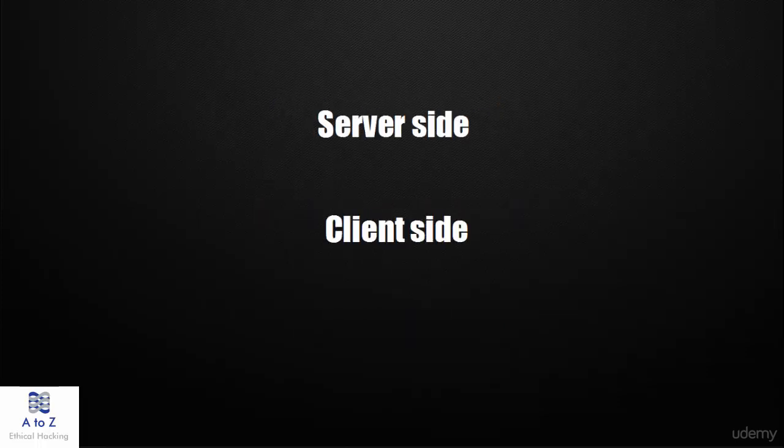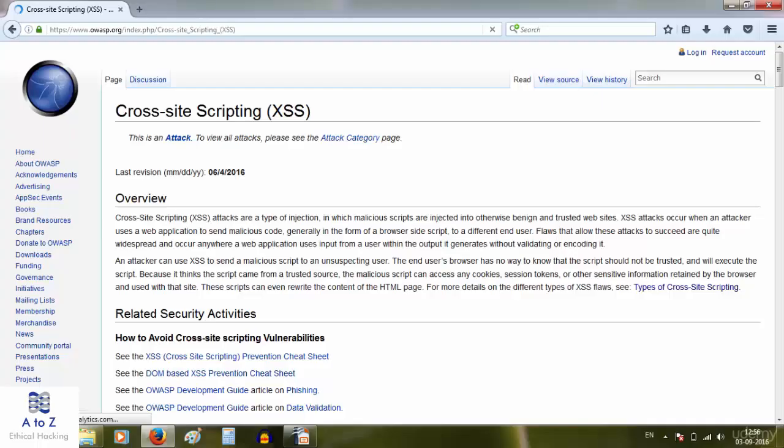Types of cross-site scripting. So there are basically two types, server-side and client-side. Server-side is when the untrusted user-supplied data is included in an HTML response generated by the server. And the client-side is when the untrusted user-supplied data is used to update the DOM with an unsafe JavaScript call.